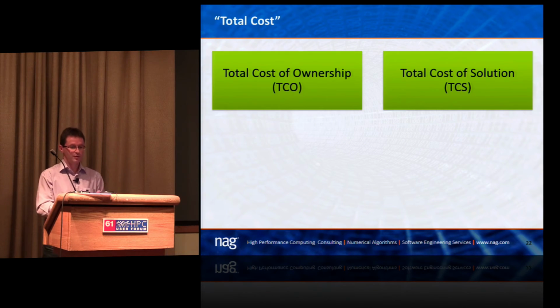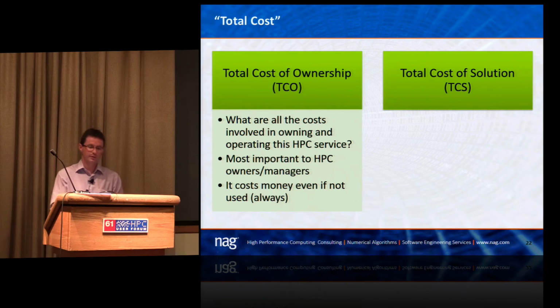We like to talk about total cost. When we talk about total cost of ownership, it's really the total cost metric that the owners of the facility, the operators of the facility, like to concentrate on. I like to describe this as it costs money even if you have no users. In other words, having bought the system and providing data center space for it and support staff and electricity and all the rest of it, even if no users turn up, it's still costing you money.